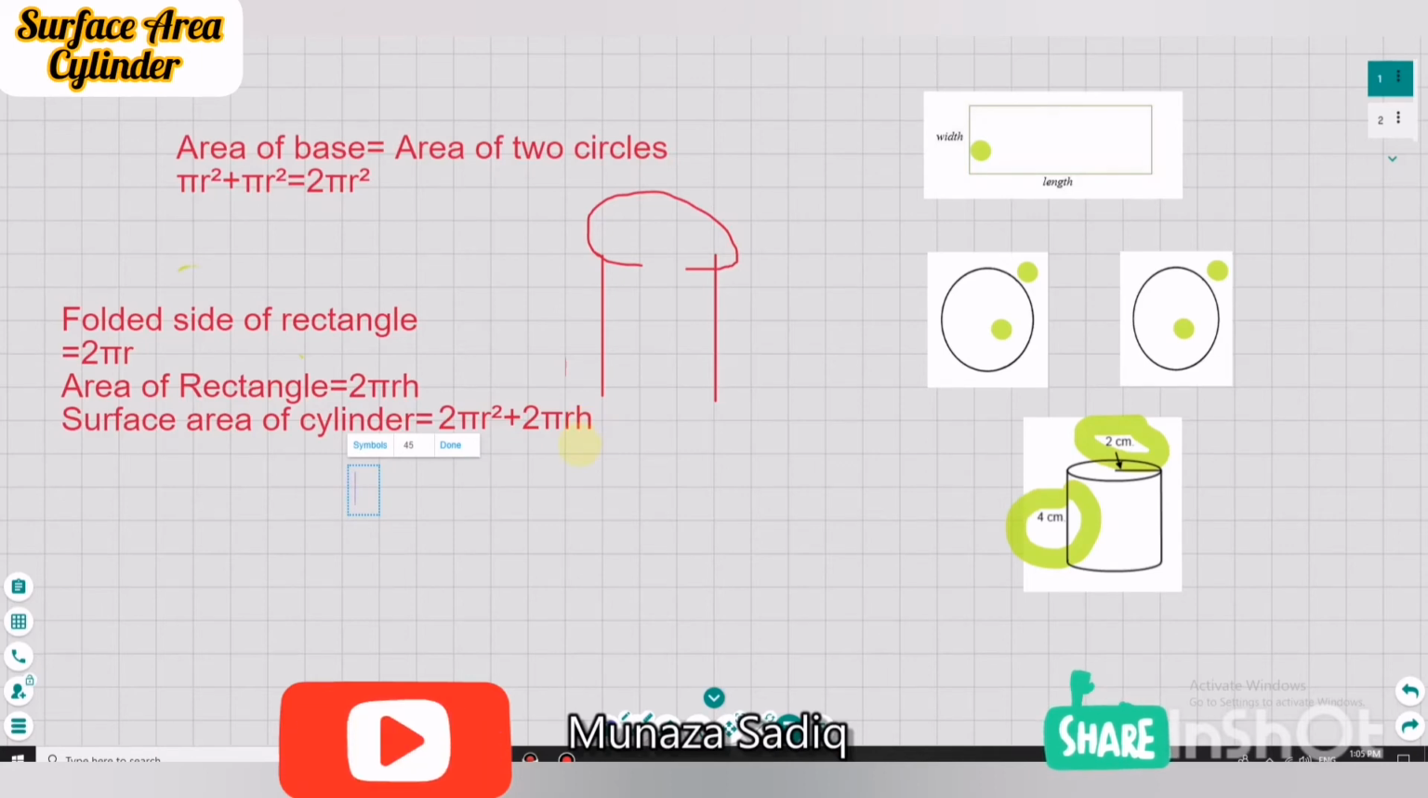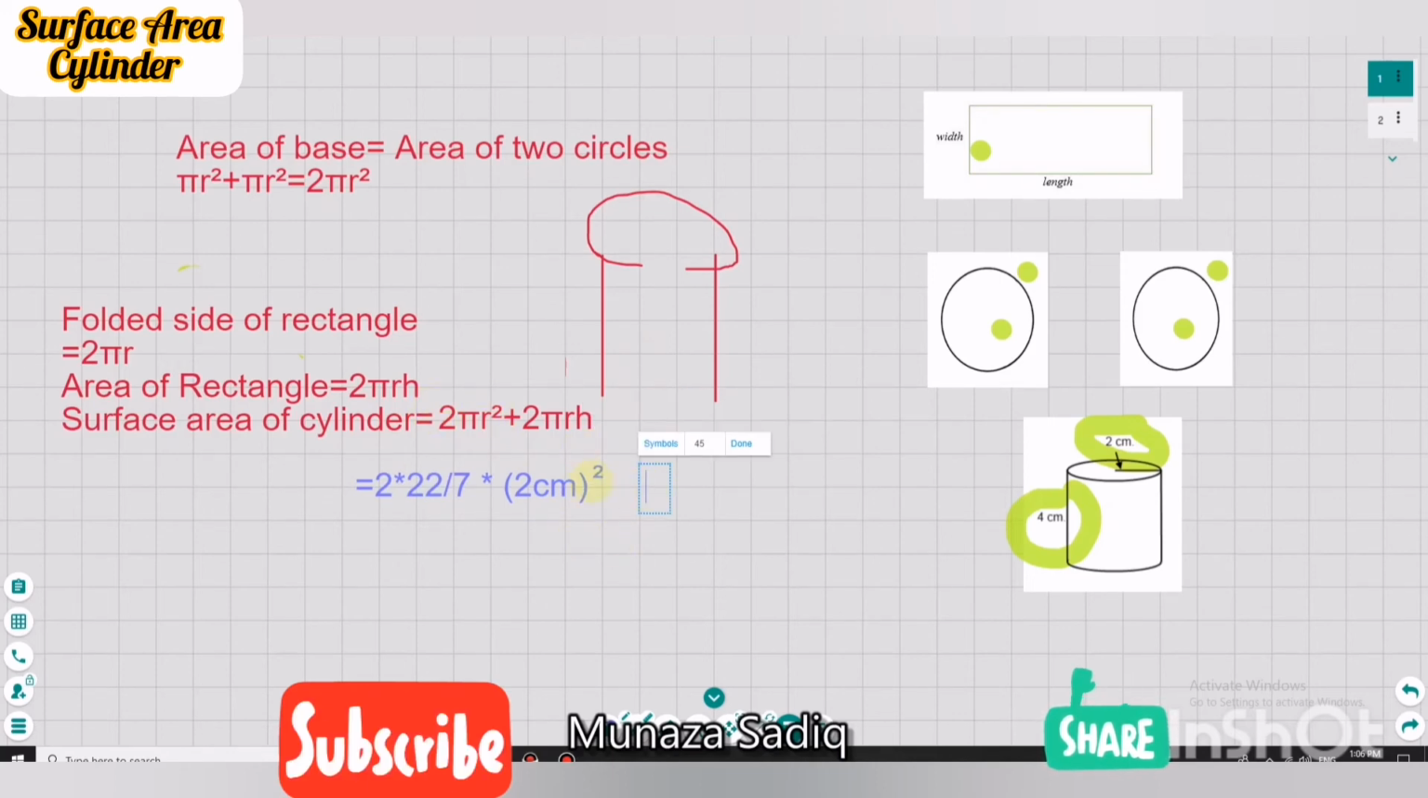Now I am going to substitute these values. There is no sign, so it means multiplication. 22 divided by 7, and then again multiplication sign. The r value is 2 centimeter. Write this 2 centimeter in a bracket because we need to take the square of 2 centimeter. This is square, and this portion is done, and next you will place the plus sign.